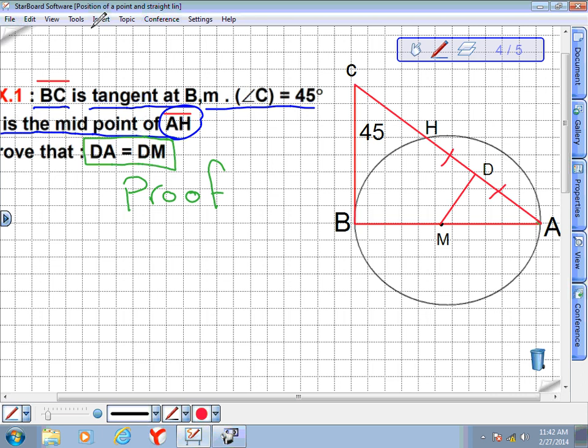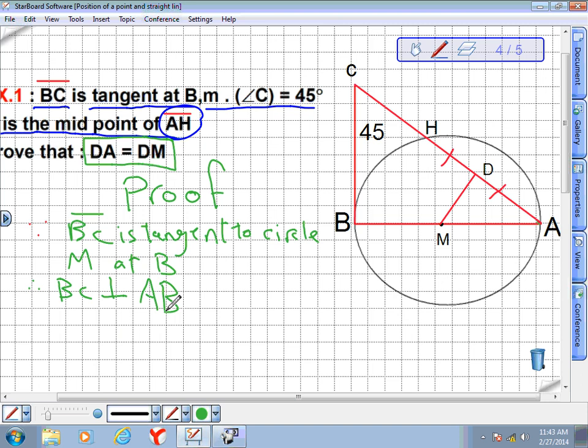In this problem, since BC is tangent to circle M at B, therefore BC is perpendicular to AB. That means the measure of angle B here equals 90 degrees.